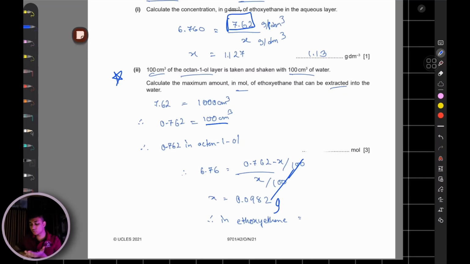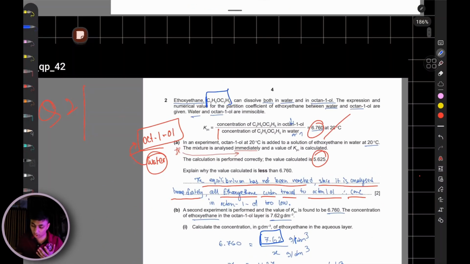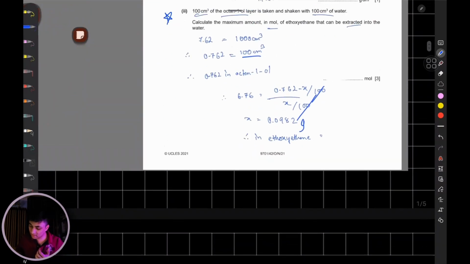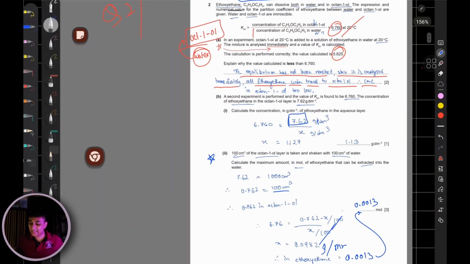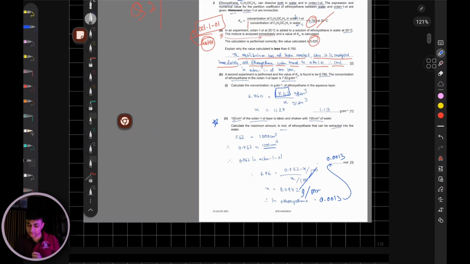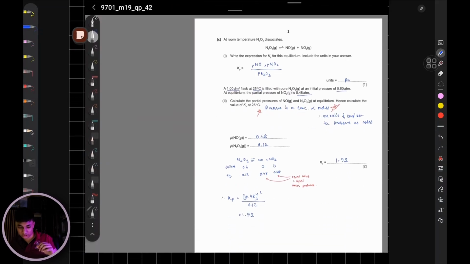Keep that in mind. Now you have to turn it into moles as well. How do you turn it into moles? Notice they've given you the molecular formula, so you have to find the molar mass. It's 12 into 2 plus 5 plus 16 plus 12 into 2 plus 5. Find the molar mass and divide this by Mr. When you do that, you find the moles, and that turns out to be 0.0013. That is going to be your answer for question 2. This is the tricky part, or not exactly tricky, but somewhat. So yeah, next, let's move on to question 3.